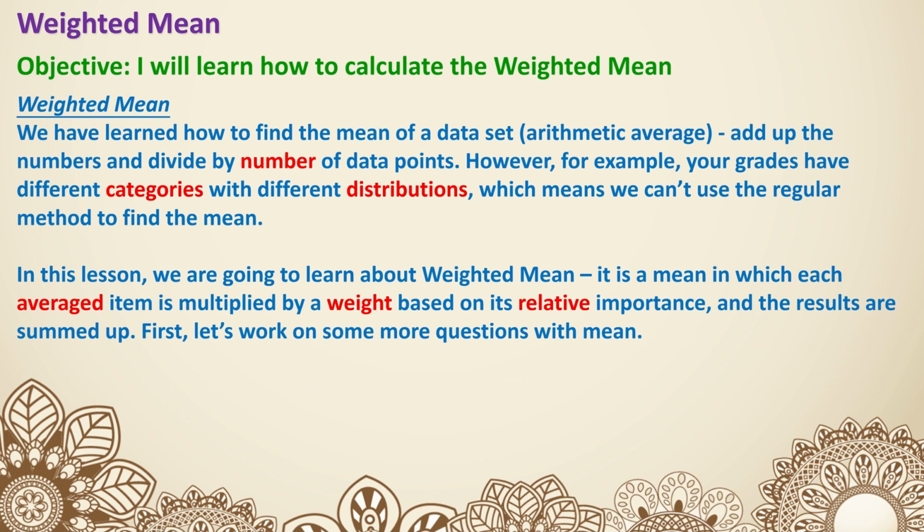It is a mean in which each averaged number is multiplied by a weight based on its relative importance. So for example, like I was saying, assessment 70% and assignment 30%, which means assessment is weighted more than assignments. In that case, that will play some role in what overall grade you may get. But before we actually get into the weighted mean for our grades, let's start with some more examples about mean.